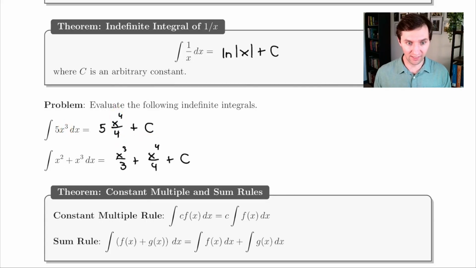The sum rule says that if you have an indefinite integral of a sum of two functions, you can take antiderivatives of each separately and then add c at the end, just like we did in the second example.